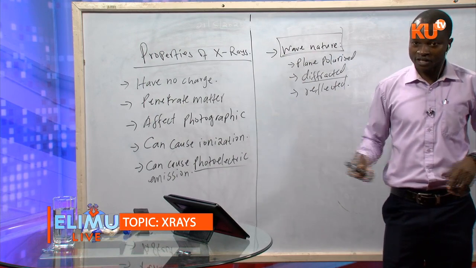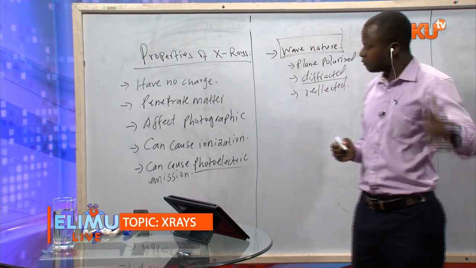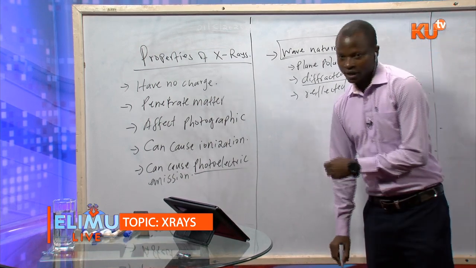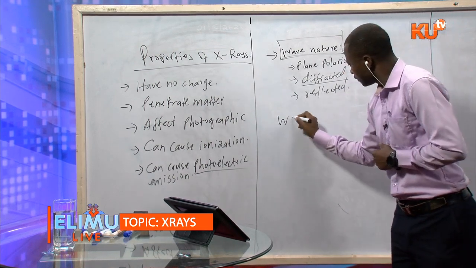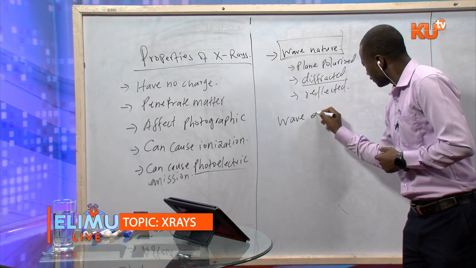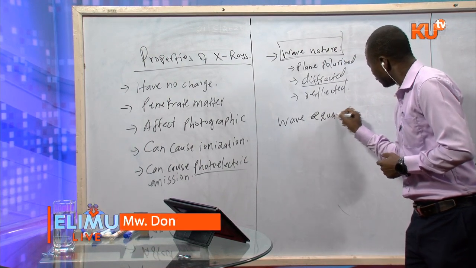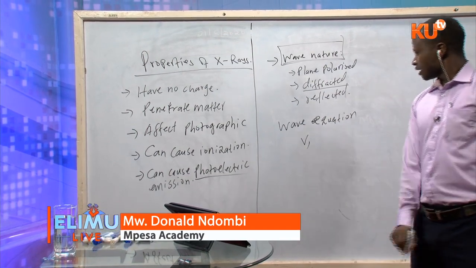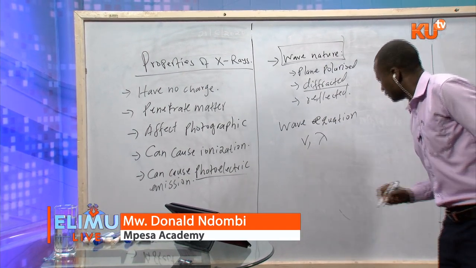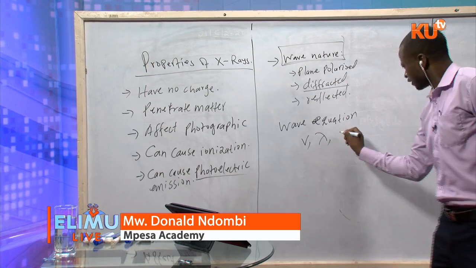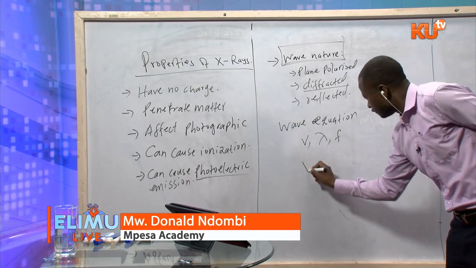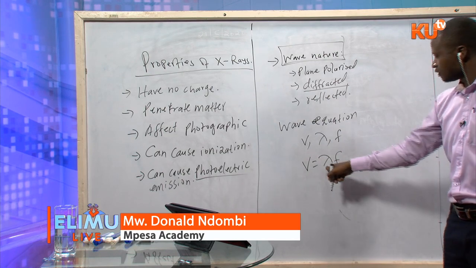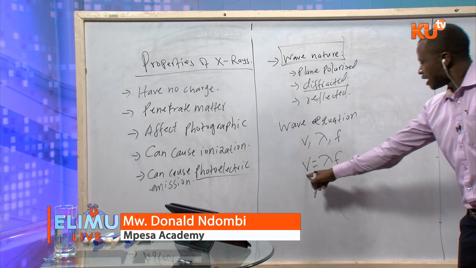If I take you back to Form 2, when we were doing waves 1, there's the wave equation. Do you remember the wave equation? The wave equation back in Form 2 connected velocity, wavelength, and frequency. We were saying V equals lambda F, like that. The wavelength of a wave, the frequency and the velocity.